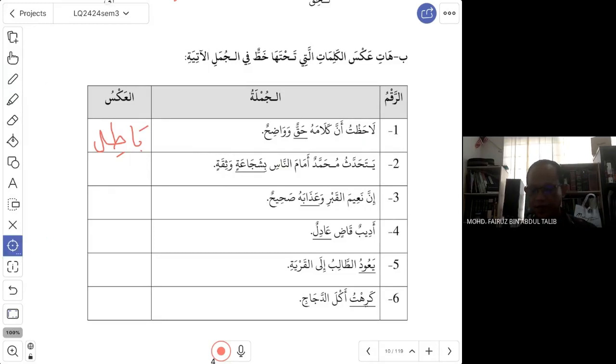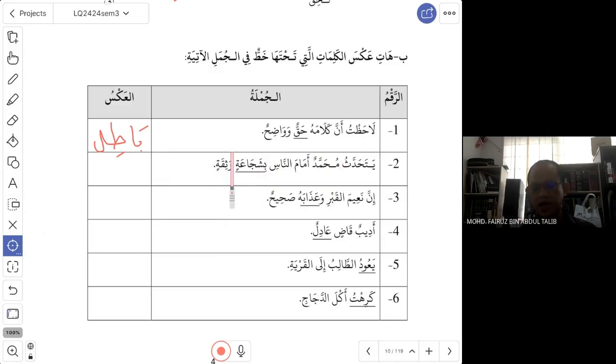Muhammad speaks in front of the people, amam an-nas. So he speaks in front of the people bravely, bi shaja'ah, and with thiqa. What is it? Confidence. Yes, you can translate the word thiqa as confident. So he has trust in himself. He is very confident.